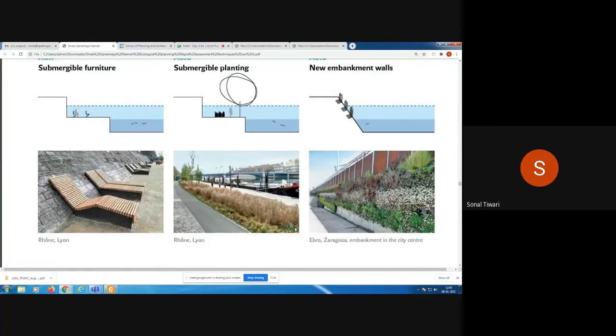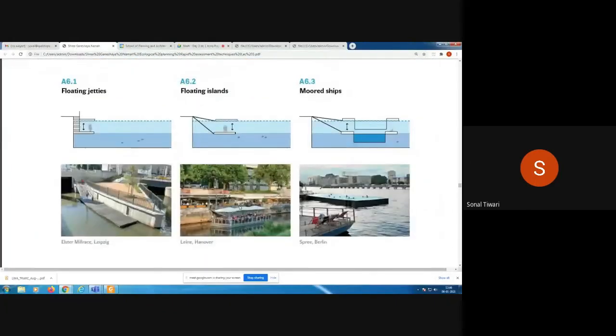Then the construction of embankment walls, using submersive planting, which can clean the water, and areas or parklands which can soak in water and are not damaged much. Then, with the help of floating jetties, floating islands.